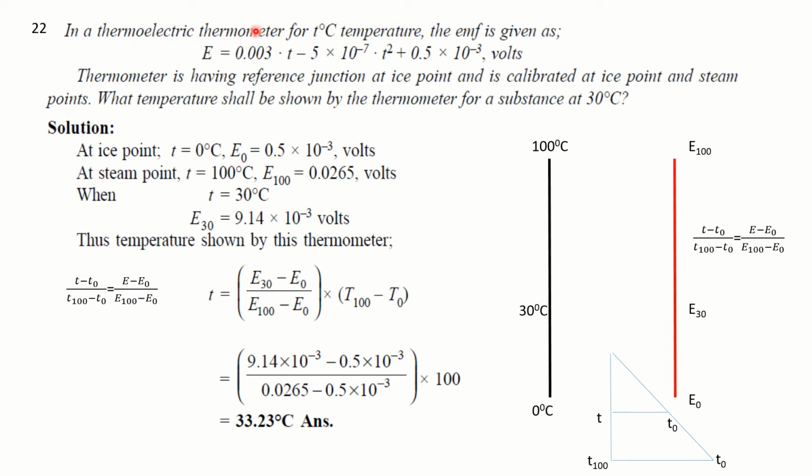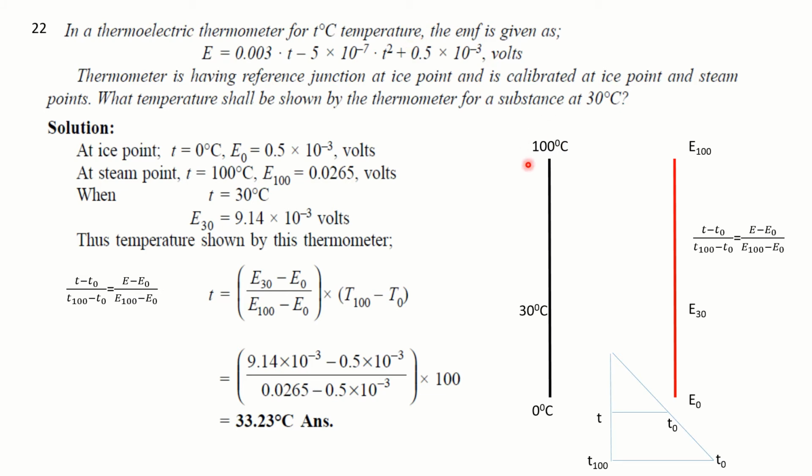From this example, at ice point the temperature value is 0 degrees Celsius. That you substitute over here. You will get the EMF. Let us call this, corresponding to 0 degrees Celsius, E naught. Steam point is 100 degrees Celsius. Substitute 100 here. Corresponding to that, E100, let us call it. Then T is 30 degrees Celsius. If I substitute in this equation 30 degrees Celsius, you will get E30 is this much.